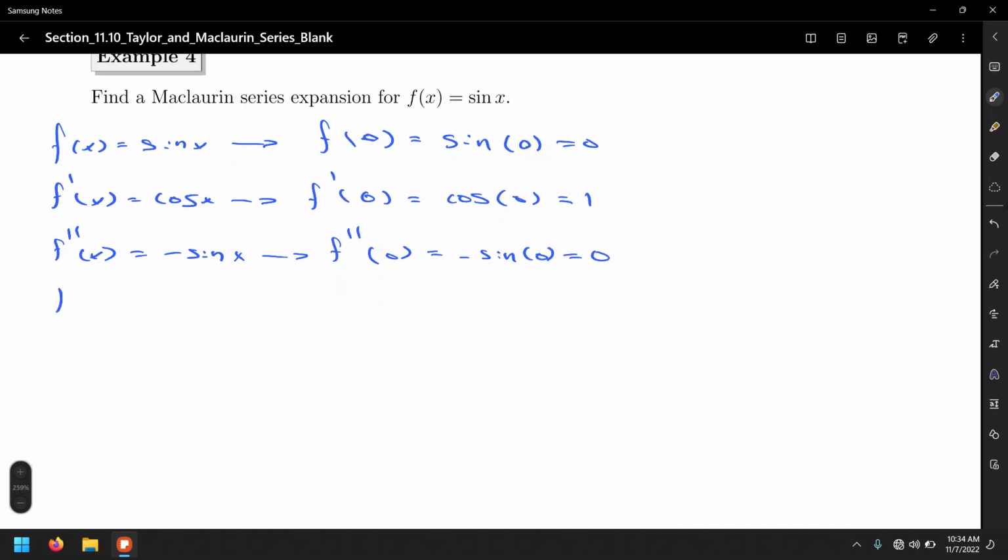Find the third derivative, and that's negative cosine x. Evaluate the third derivative at 0, and negative cosine of 0 equals negative 1, because cosine of 0 is 1. 1 times that negative in the front, that should be a negative 1. And well, let me do one more derivative so you can see the pattern here. Because notice some of the coefficients are 0. That means that some of the terms are not going to appear in our polynomial expansion, as you will see.